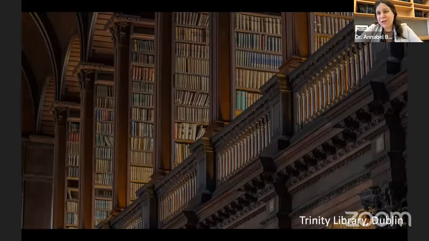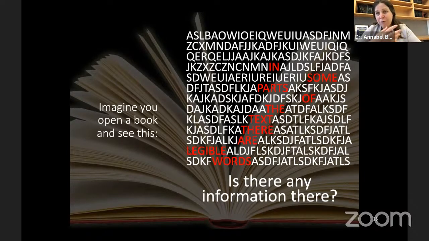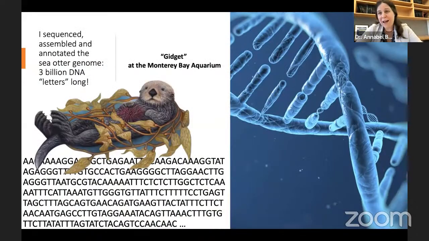I like to think of genomes as a huge and beautiful library, but when you open up a book, you just see this total gibberish. And it's the job of us as genomicists to see if we can actually pull out information from this gibberish and learn something from this dense library. So this is what I set out to do for the sea otter for the first time. So I sequenced, assembled, and annotated the southern sea otter genome. Like humans, it's about 3 billion of those DNA letters long.